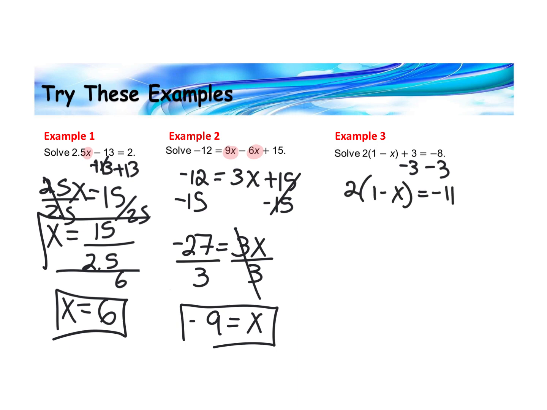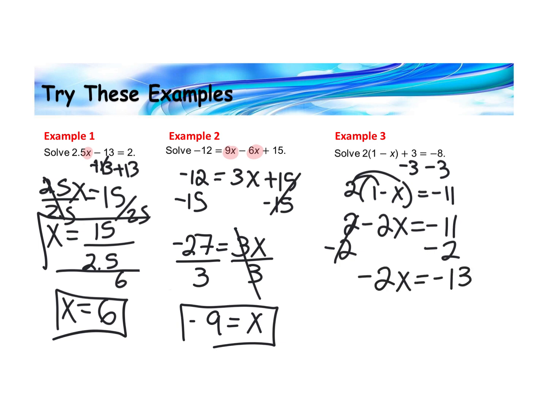Which is going to give me a negative 11. Then I'm going to distribute that 2. So I'm going to get 2 minus 2x is equal to negative 11. Afterwards, I'm still trying to solve for that x. So I'm going to subtract that 2 on the other side in order to leave the x alone. So I'm going to get negative 13.